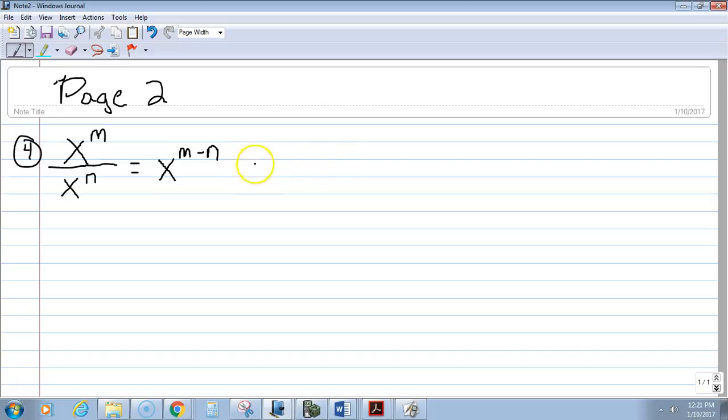Let's do it as a number. Like, let's do 7. So 7 to the 10th power divided by 7 to the 4th power is equal to, and since our base is the same, it stays the same. You can only do this if they have the same base. 7 to the 10 minus 4, which is the same as 7 to the 6th power.